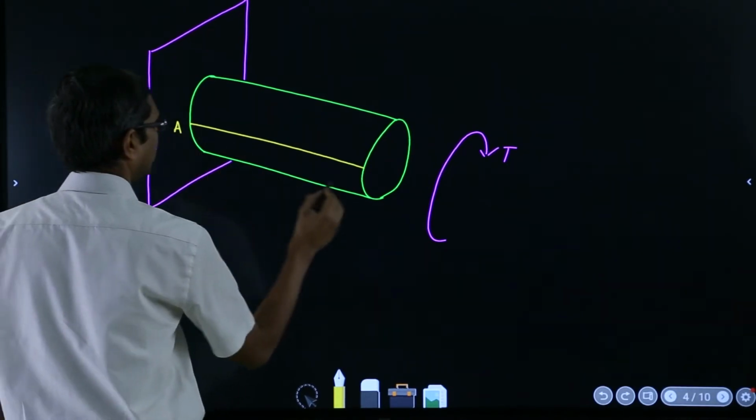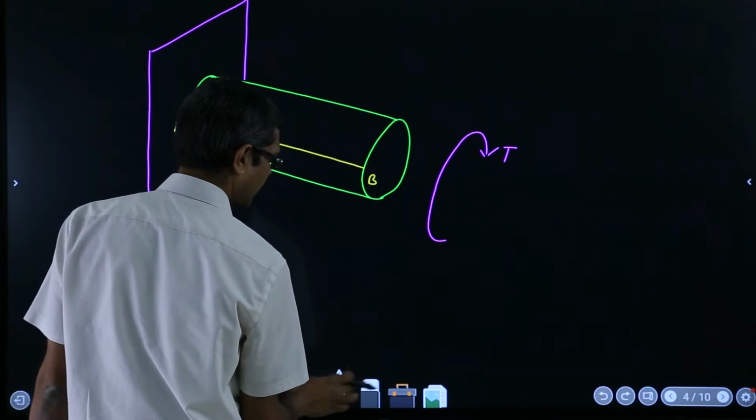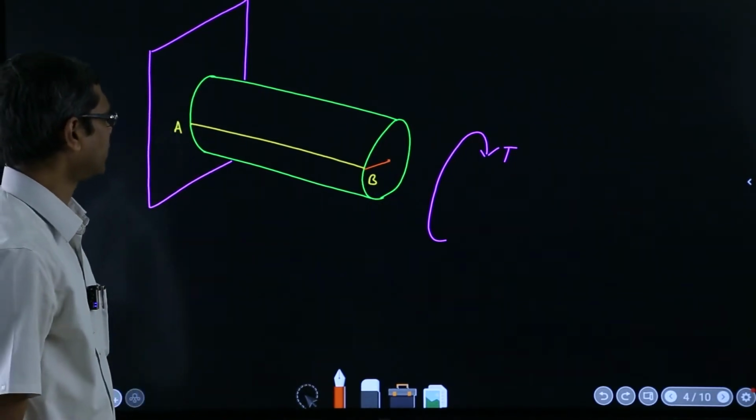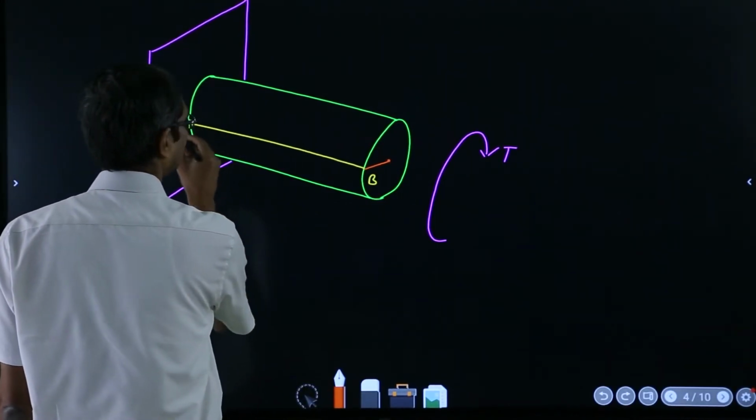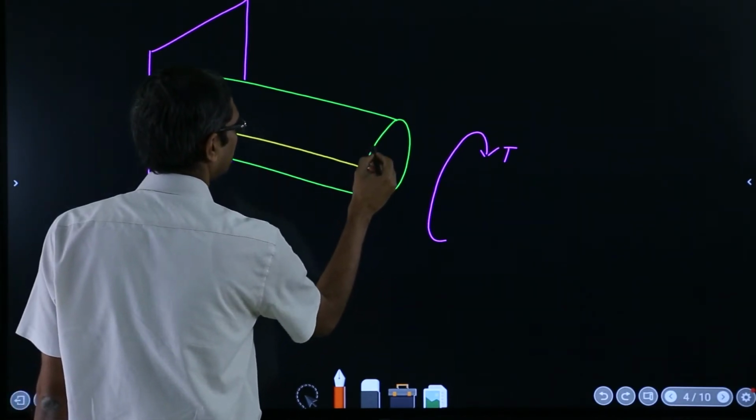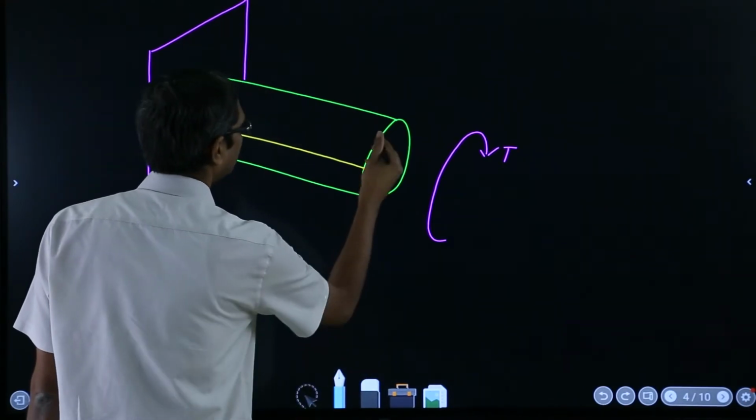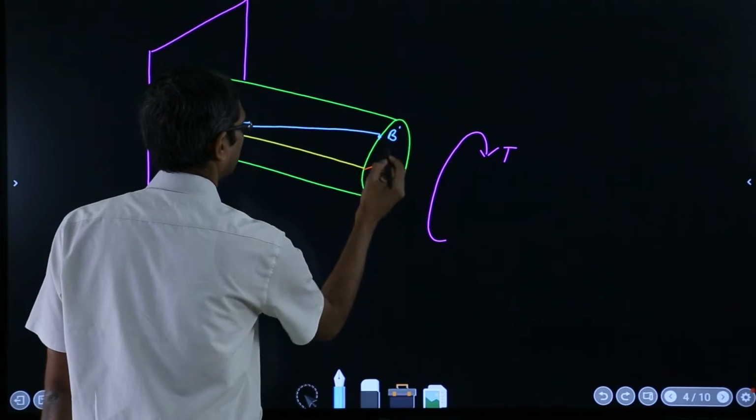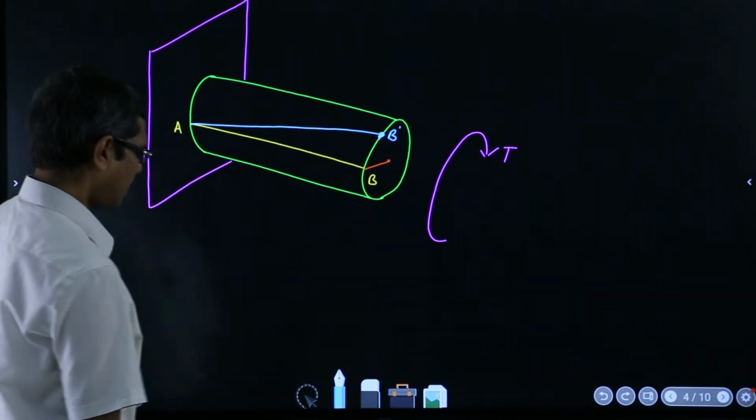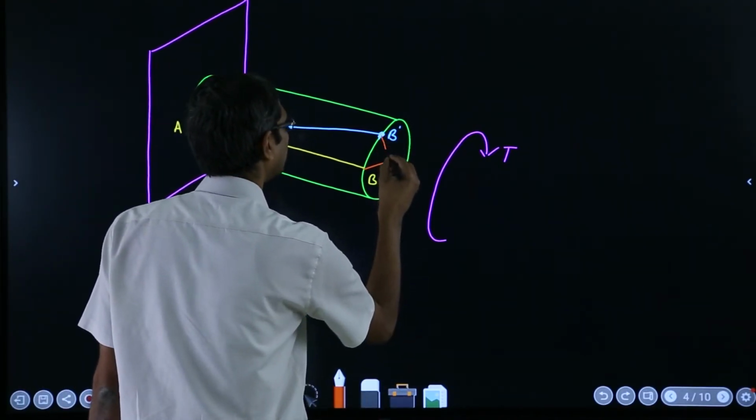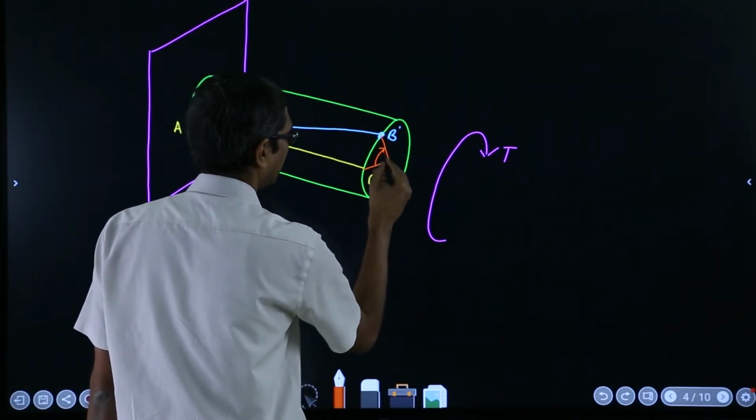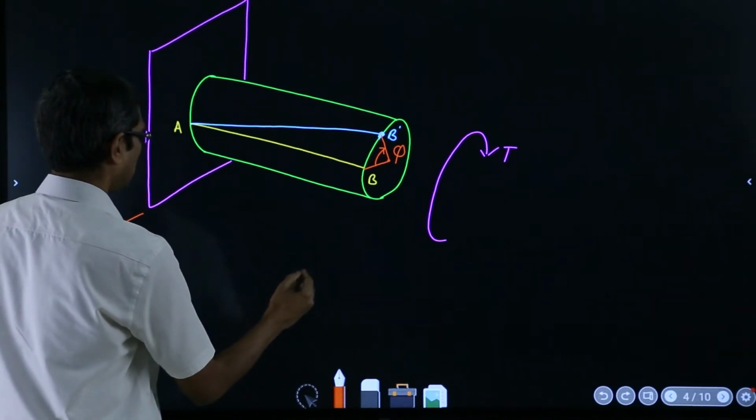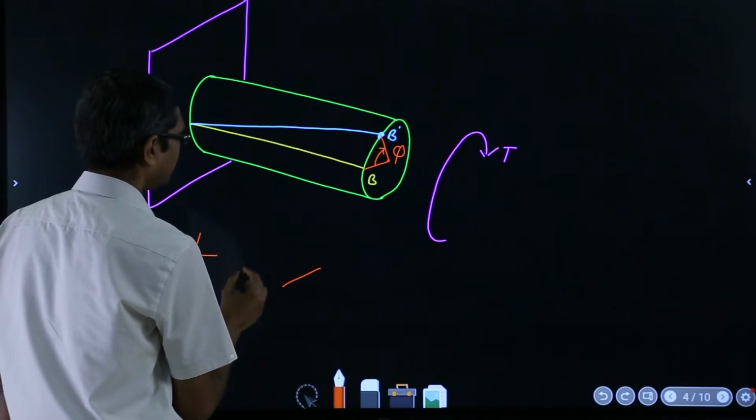Initially, suppose it was here, A and B, and suppose the center is here. Now, once you twist it, what has been observed is this point, suppose, has come to this point, so B dash. So that means the angle of twist at this location, the cross section at the end, is say phi, and let me call the full length of the shaft to be L.